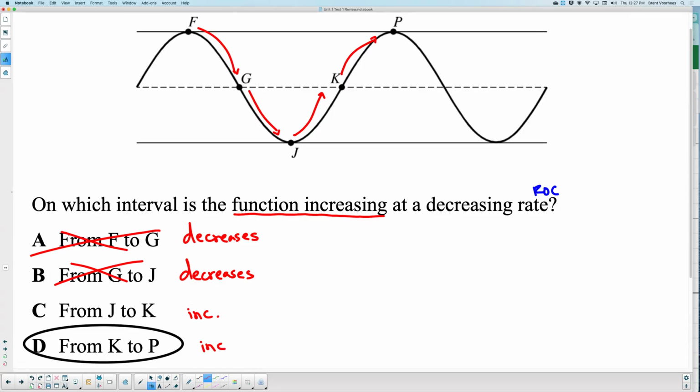We're still both good. All right, now the last thing it says here, it's increasing at a decreasing rate. That means your rate of change is decreasing. What else could you say instead of the rate of change is decreasing? What also has to be true? If the rate of change is decreasing, that means the graph is concave down.